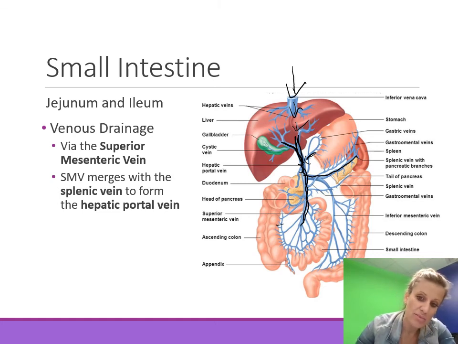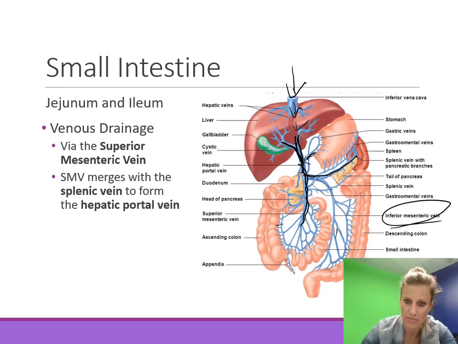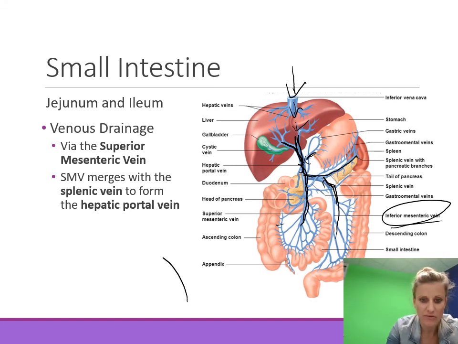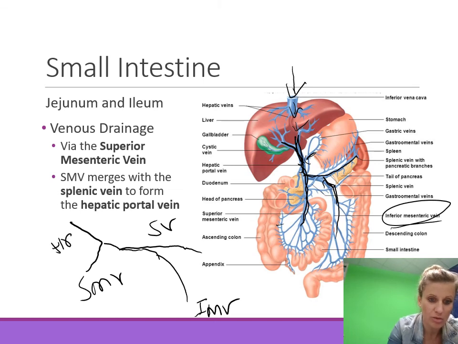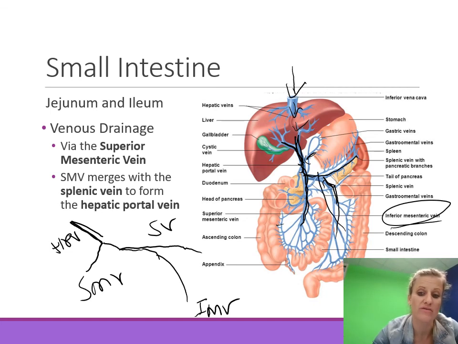Now, before the splenic vein merges with the superior mesenteric vein, it accepts blood from the inferior mesenteric vein over here. Okay, so you have your inferior mesenteric vein merging with the splenic vein. Then the splenic vein is merging with the superior mesenteric vein, and that forms the hepatic portal vein. So the hepatic portal vein is taking blood from all of these abdominal organs and carrying it into the liver.